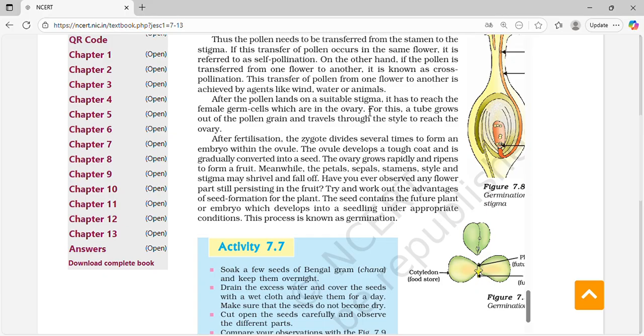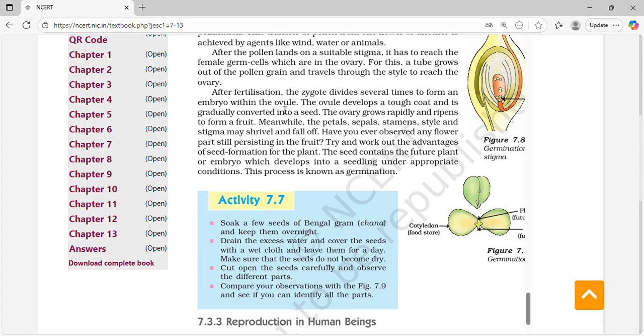The pollen lands on a suitable stigma to reach the female germ cells, which are in the ovary. A tube grows out of the pollen grain and travels through the style to reach the ovary. After fertilization, the zygote divides several times to form an embryo within the ovule. The ovule develops a tough coat and is gradually converted into a seed. The ovary grows rapidly and ripens to form a fruit. Meanwhile, the petals, sepals, stamens, style, and stigma may shrivel and fall off.